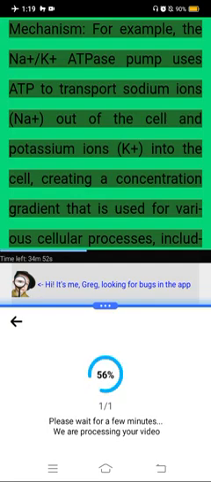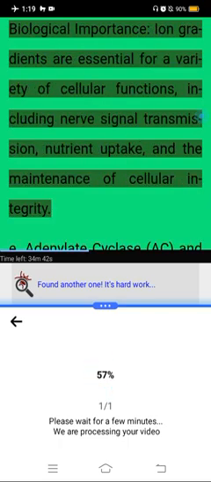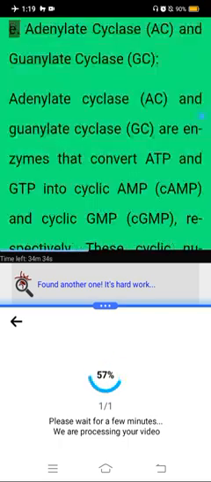Mechanism. For example, the Na+/K+ ATPase pump uses ATP to transport sodium ions, Na+, out of the cell and potassium ions, K+, into the cell, creating a concentration gradient that is used for various cellular processes, including the transmission of nerve impulses. Biological importance. Ion gradients are essential for a variety of cellular functions, including nerve signal transmission, nutrient uptake, and the maintenance of cellular integrity.